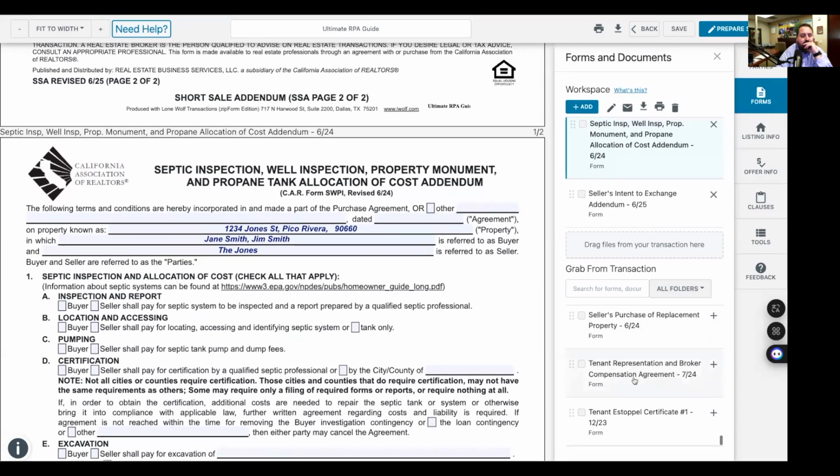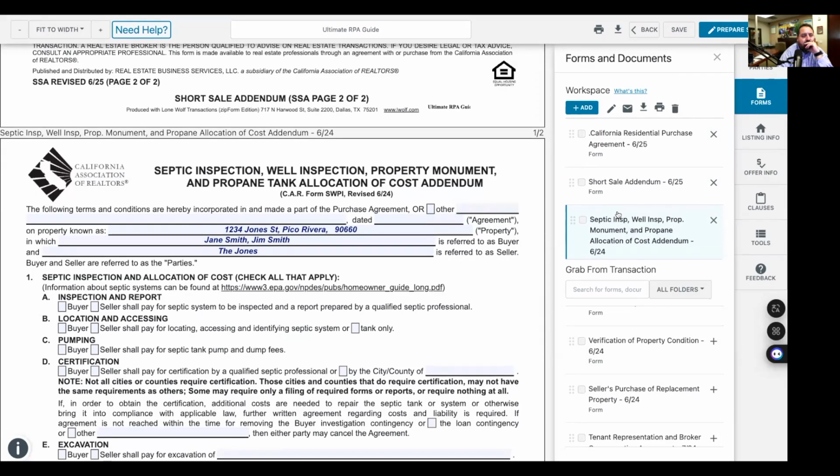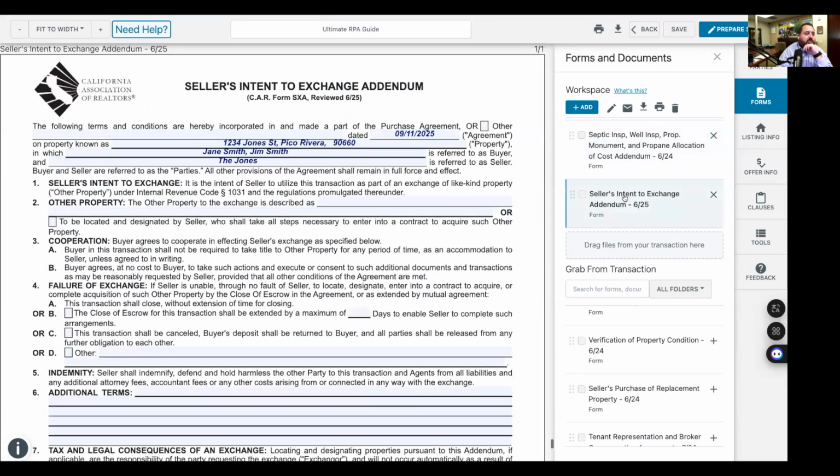Next up, we're going to look at, oh no, let's just start with the seller's intent to exchange. So when you're doing an exchange, right, when I'm selling a property that's going to be part of a 1031 exchange, it is not the norm for us to use the SPRP, the seller's purchase of replacement property, because that's not what's happening.